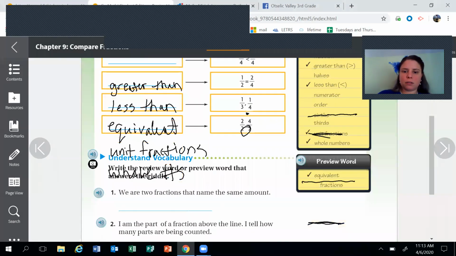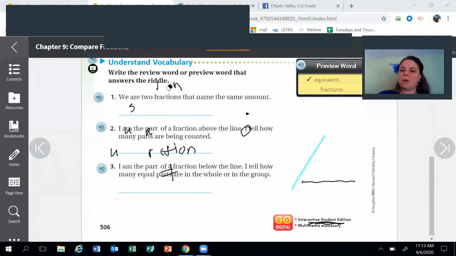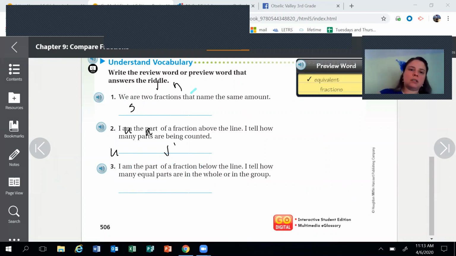All right, guys. I wish it would stay there instead of coming all the way down. Oh, I could hit the clear button. Here, I'll draw. All right, so now we need to understand the vocabulary. We're going to write a review word or a preview word that answers the riddle. Riddles are so much fun, okay? We are two fractions that name the same amount. Now, when they're the same amount, it uses that word, equal, right? So we got to figure out which one is this.